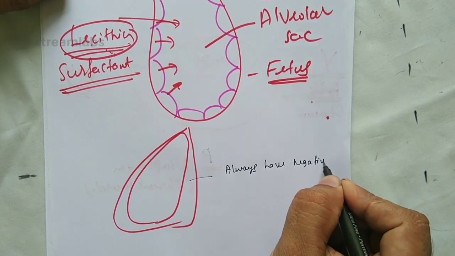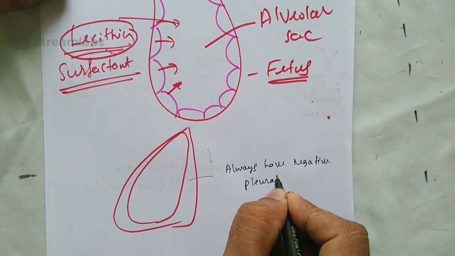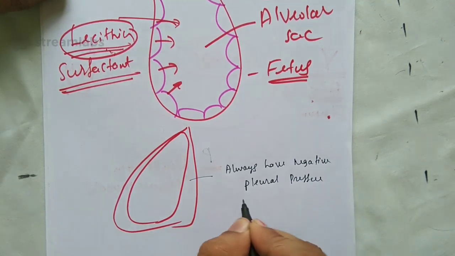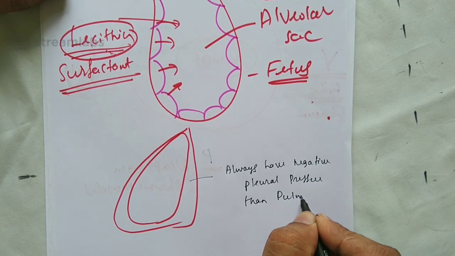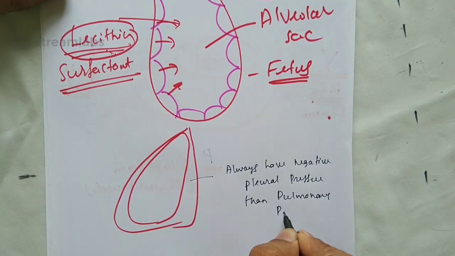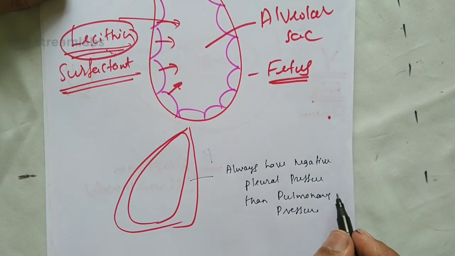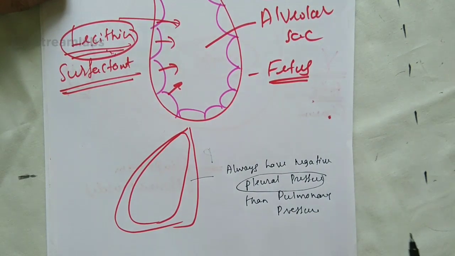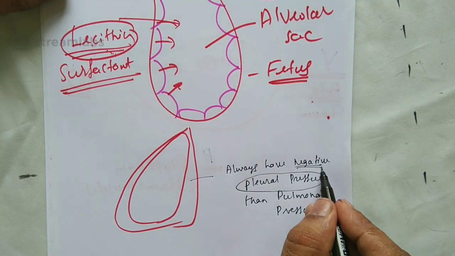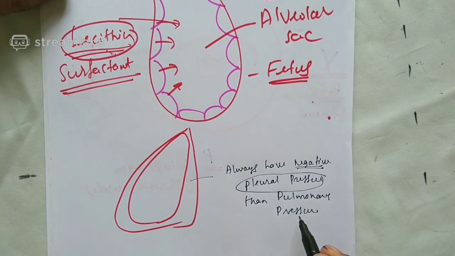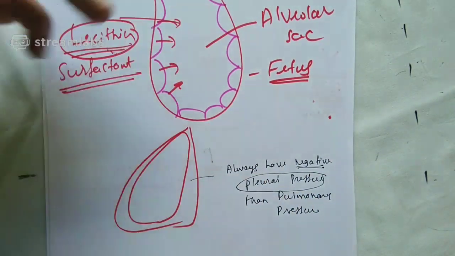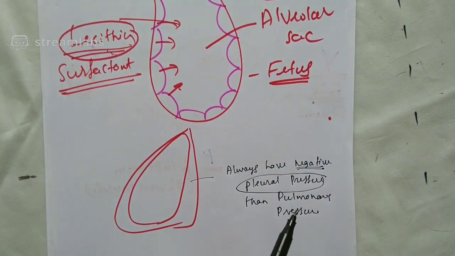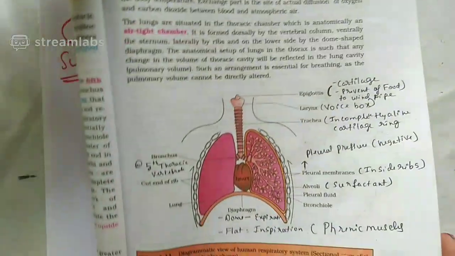negative pleural pressure. It has to always have negative pleural pressure than what? Than the pulmonary pressure. What's pulmonary pressure? Lungs pressure. That means the pleural cavity will always have negative pleural pressure, meaning less pleural pressure than the pulmonary pressure, which makes the lungs expand. So the lungs are expanding because of the negative pleural pressure in the, tell me what? Pleural cavity.